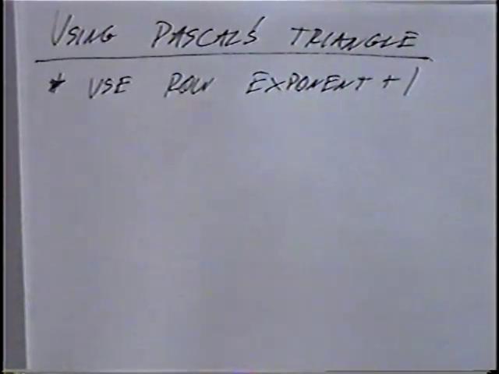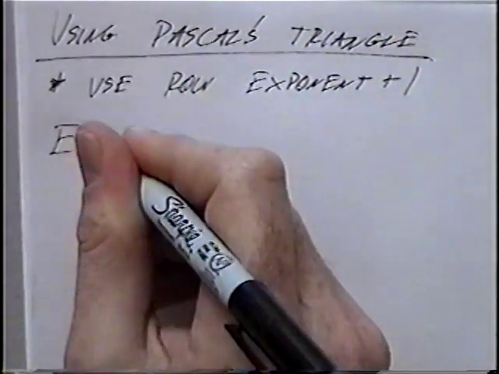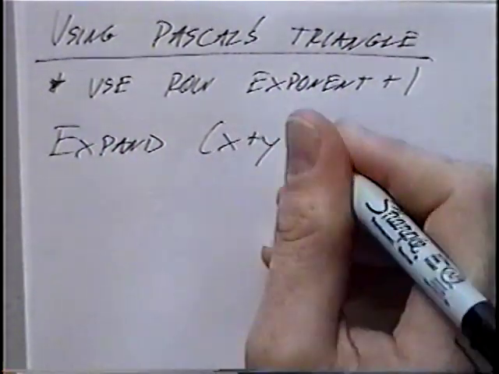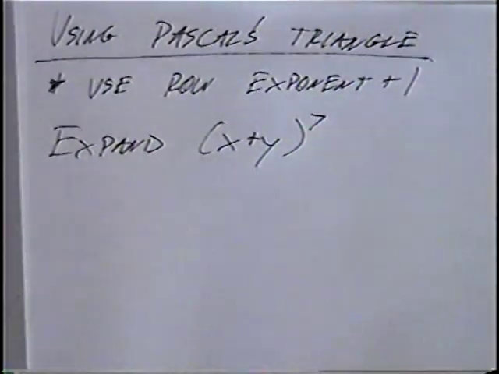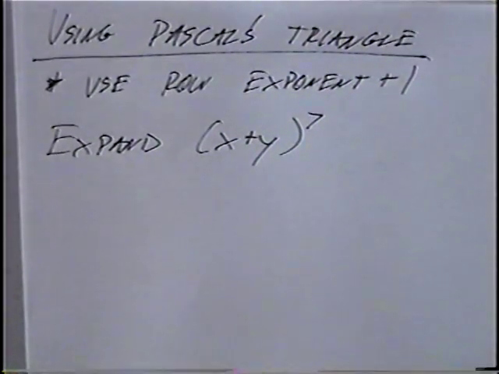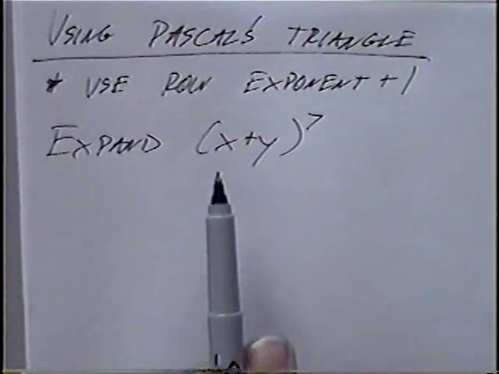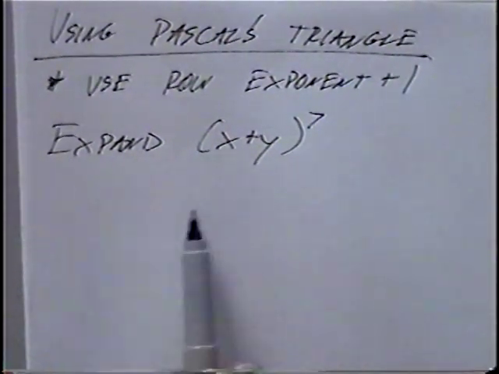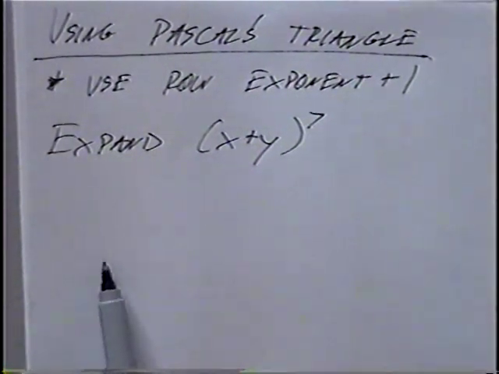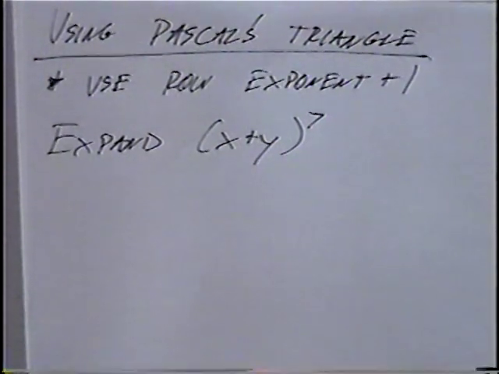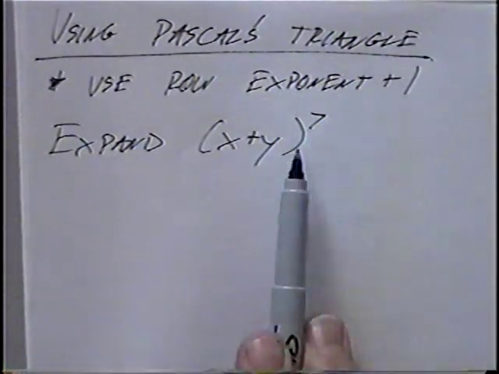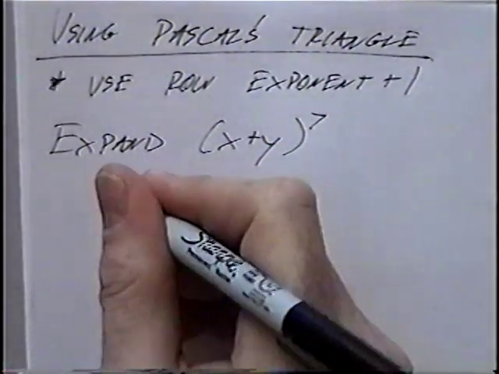First question, and only question for the section, is expand x plus y to the 7th power. To actually solve this algebraically, you'd have to write 7 parentheses with x plus y, go through and FOIL each one out until you come up with the polynomial for the answer. The shortcut method is we can use Pascal's triangle, and we'll use row exponent plus 1, the exponent 7, so we'll be using row 8.